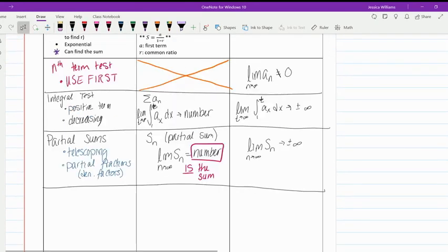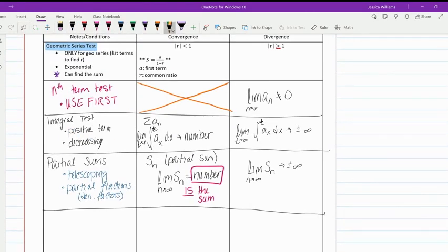So these are the only two. I'm going to mark them with rainbow. This and right here, and this and right here are the only two series convergence tests that you have to actually find a sum. So that's a big deal. Make note. All right, kids, let me know if you need anything.